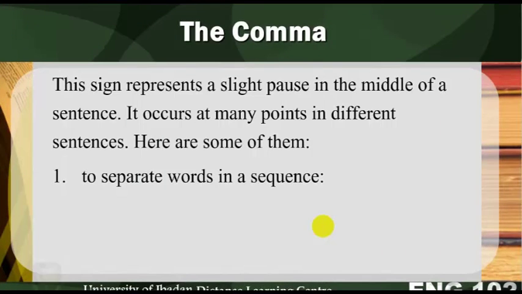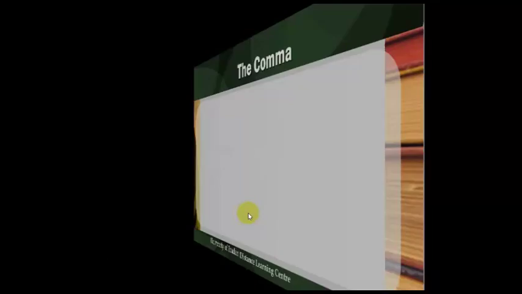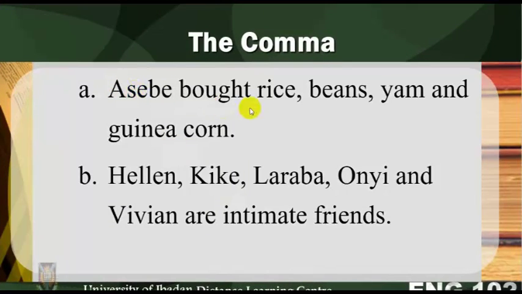The comma. This sign represents a slight pause in the middle of a sentence. It occurs at many points in different sentences. Here are some of them. 1. To separate words in a sequence. A. Asebe bought rice, beans, yam, and guinea corn. B. Helen, Kike, Laraba, Oyi, and Vivian are intimate friends.